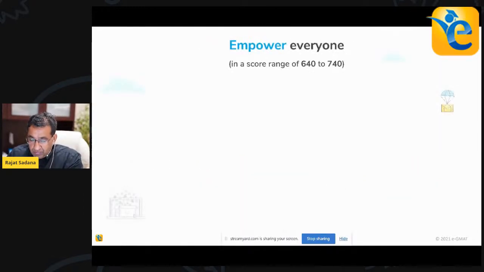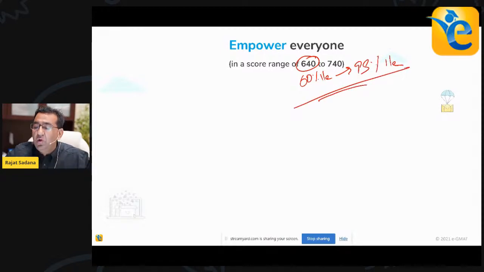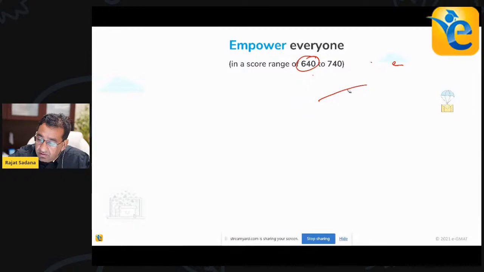For those of you who are e-GMAT students, Scholaranium comes in that second stage of learning, which means when you hit that 60th, 65th percentile or so, and it helps you get to that 90th percentile, you have to have the right foundation. You have to know the methods when you come into Scholaranium. So it's a tool that empowers you to go from, I'd call it, 640 to 740, but really, at a subsection level, from the 60th percentile to the 95th percentile. And that's where we use Scholaranium.